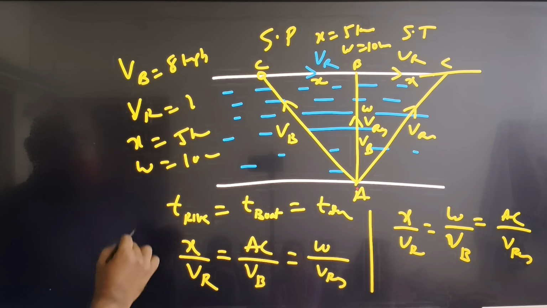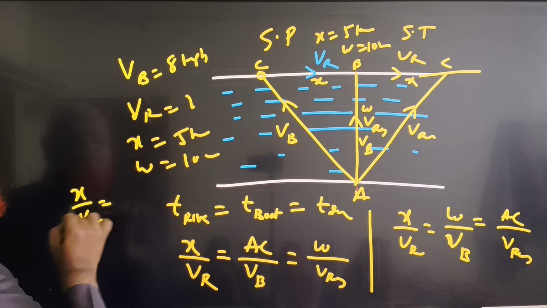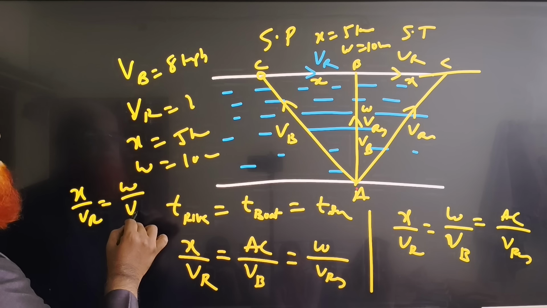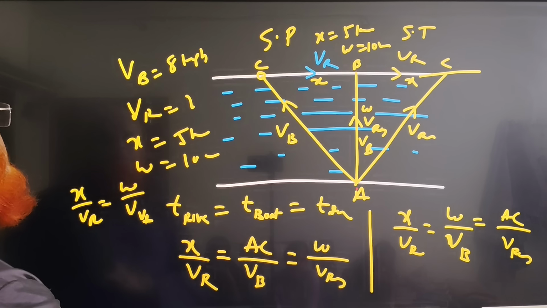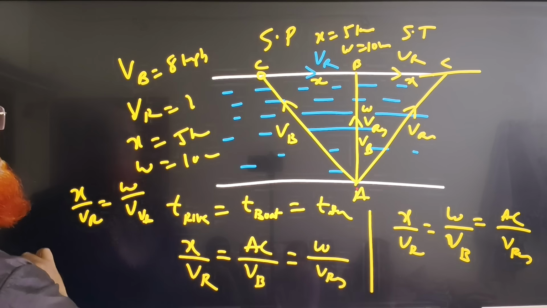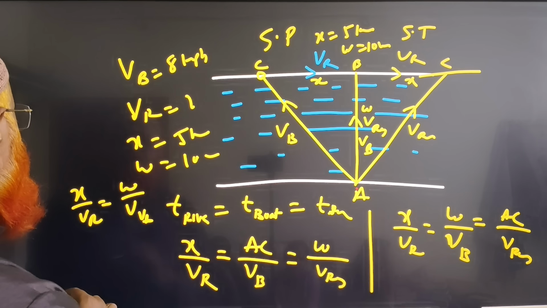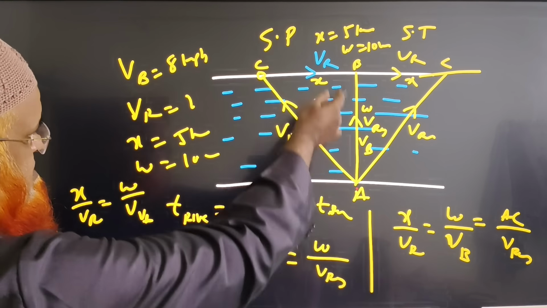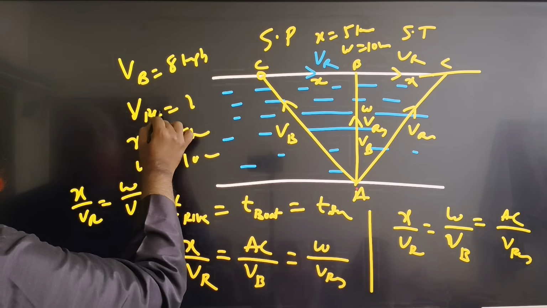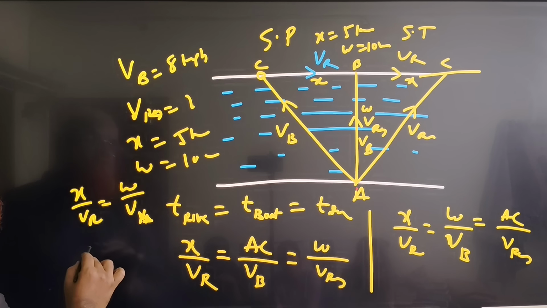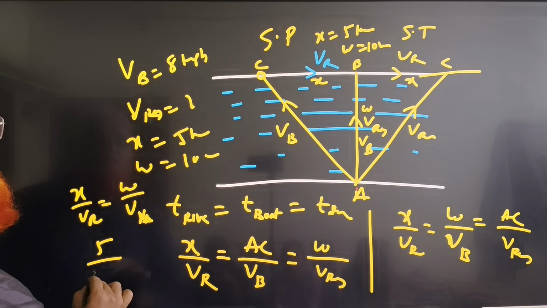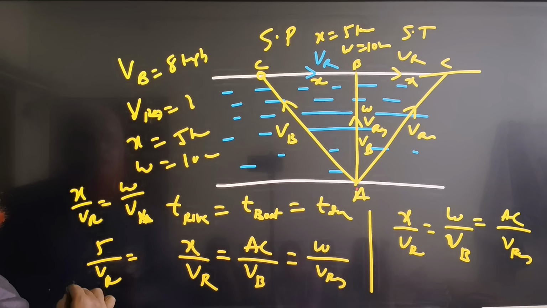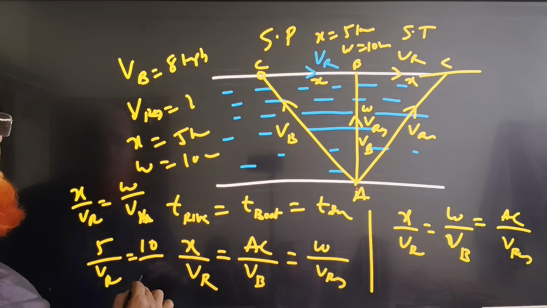What are you going to do now? Drift by river velocity equals width by resultant velocity. Understood? So x is how much? 5. So 5 by river velocity, you don't know. And width is how much? 10, by 8.